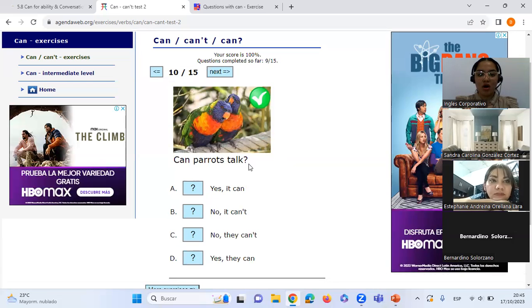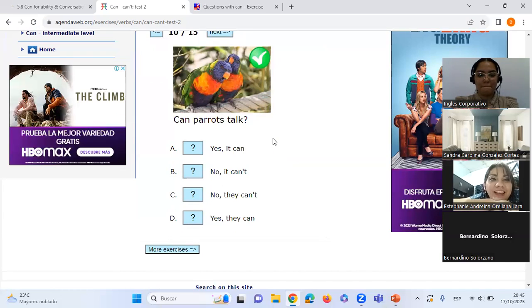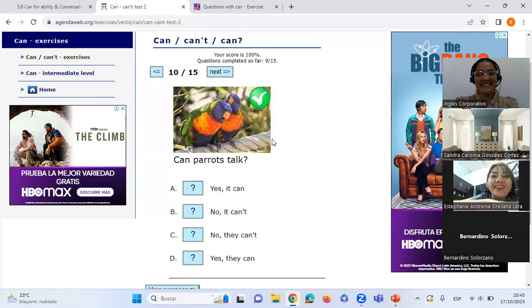Can parrots talk? Yeah, sometimes, right? They sometimes talk too much, a lot. Okay, is it it or they? What do you think about it? They, right? Because we have plural here. Parrots. Si tuviéramos parrot, only one parrot, we use it. But we have plural. So, yes, they can. We have a check here.